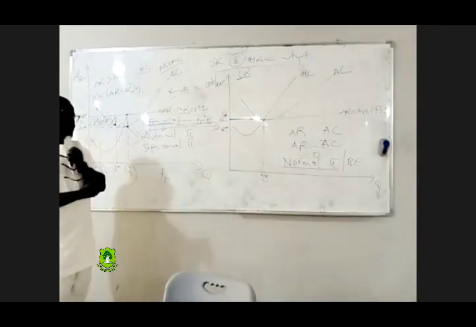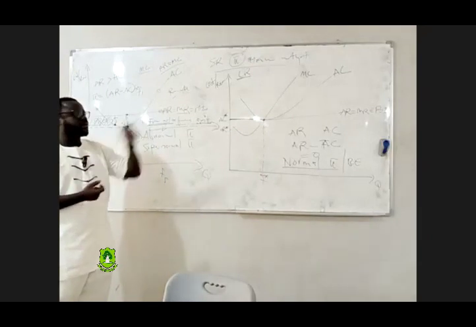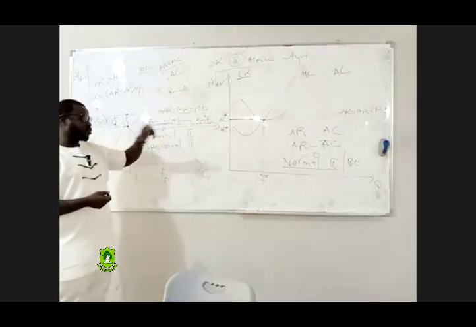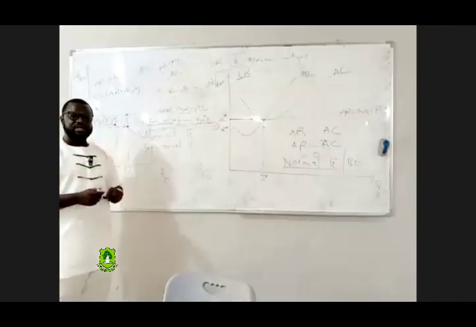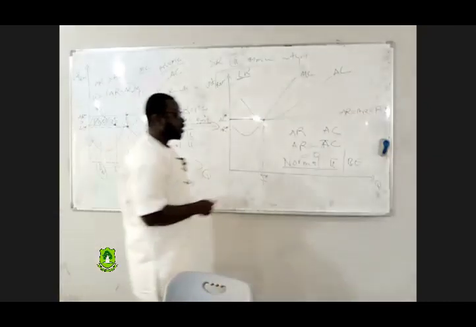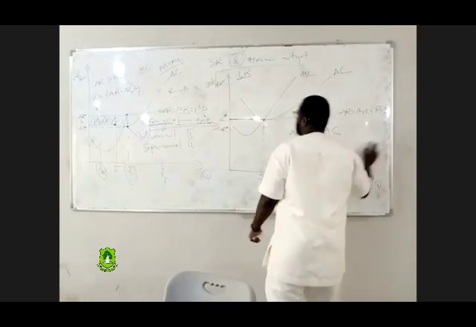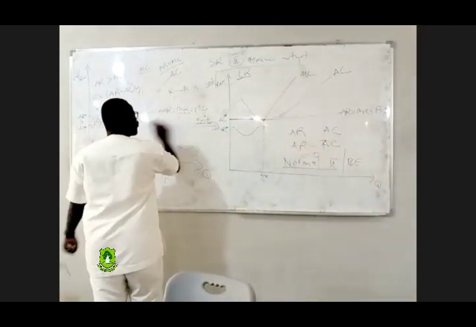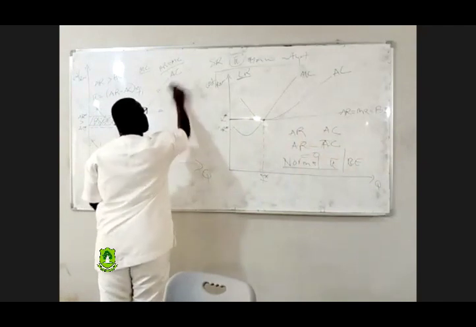So in the long run, no firm makes a loss in the perfectly competitive market, because once you are making a loss, you should exit the market. Now, there is another important thing. At what point should you exit the market? Which means at what point should you stop producing?